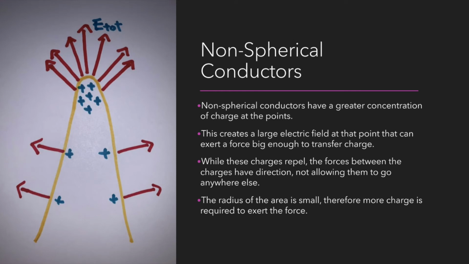Non-spherical conductors. Non-spherical conductors have a greater concentration of charge at the points. This creates a large electric field at that point that can exert a force big enough to transfer charge. While these charges repel, the forces between the charges have direction, not allowing them to go anywhere else. The radius of this area is small, therefore more charge is required to exert the force. And I like to think of it as, because the area is small, charges kind of get trapped in there, creating the higher density of electric field.